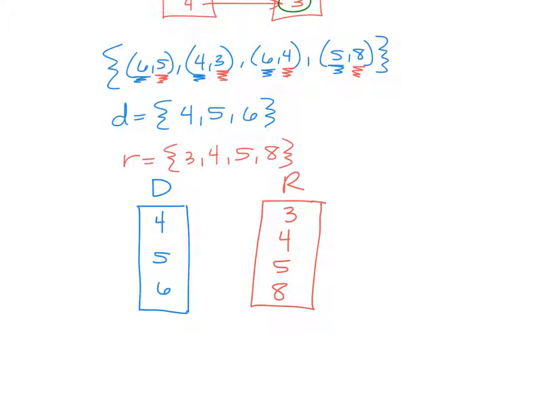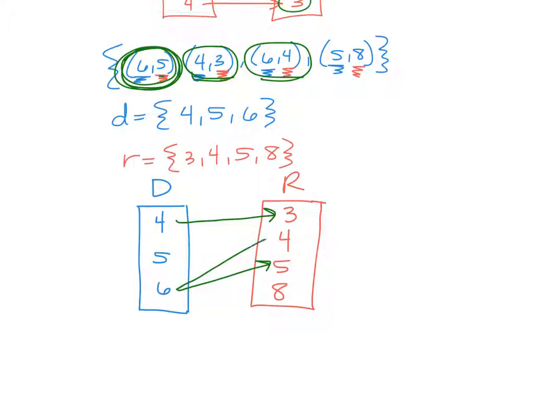So with this setup, now your job is to make the mapping diagram happen. So you're going to draw the arrows in where they apply. So your first point is 6, 5. So you're going to start at 6 and connect to 5. Okay? Your second point is 4, 3. So you're going to start at 4, draw an arrow to 3. Your third point is 6, 4. So you're going to start at 6, draw an arrow to 4. And then last one is 5, 8. So from 5 to 8.